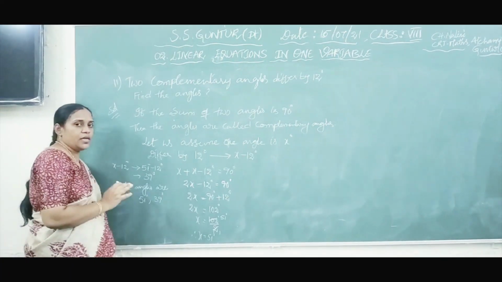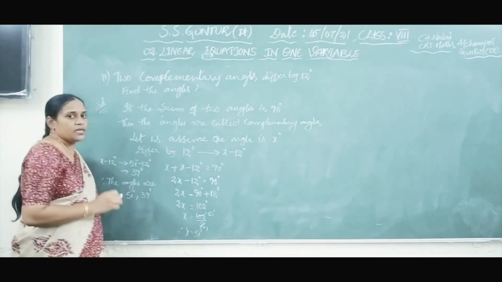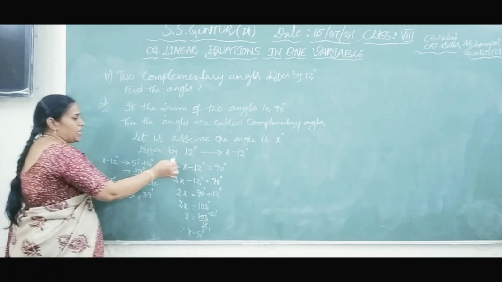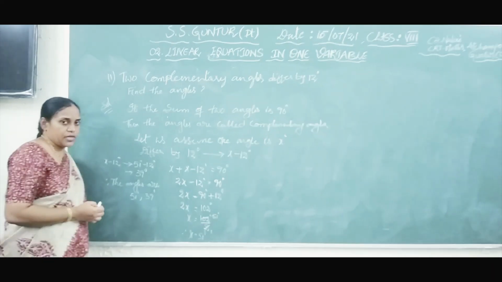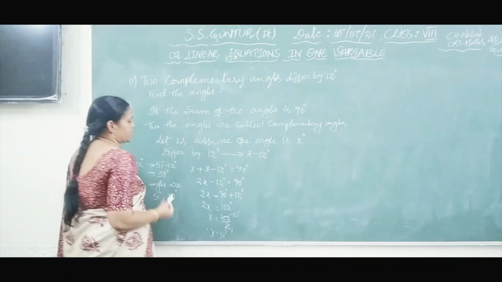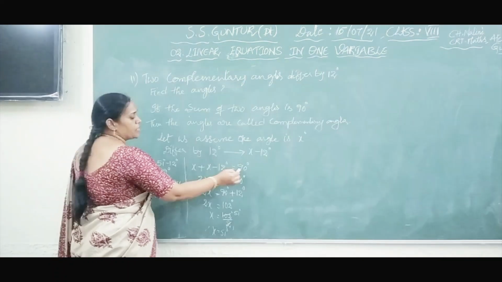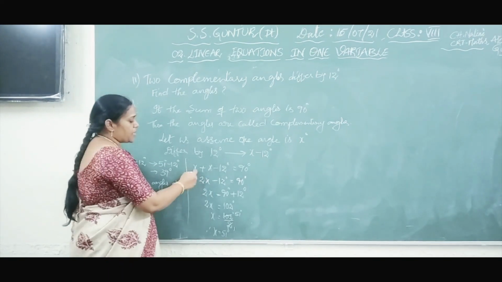So let us assume one angle is x degrees. The second angle differs by 12 degrees. Differ means difference, so you have to keep a minus value: x minus 12 degrees. Now x plus x minus 12 is equal to 90 degrees. x plus x is 2x, so 2x minus 12 is equal to 90.